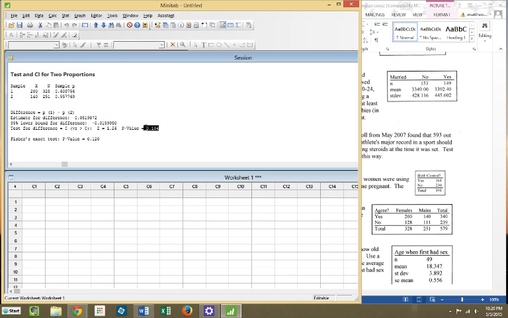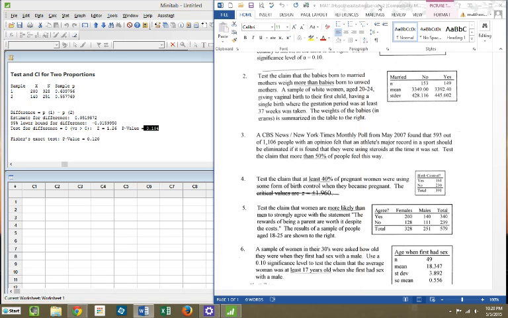0.10 means we fail to reject H0. If we fail to reject H0, we do not have evidence to support H1. And since our H1 was more likely than men, we can't support that women were more likely than men. The best we can do is retain or fail to reject that they are equal to or less than men.